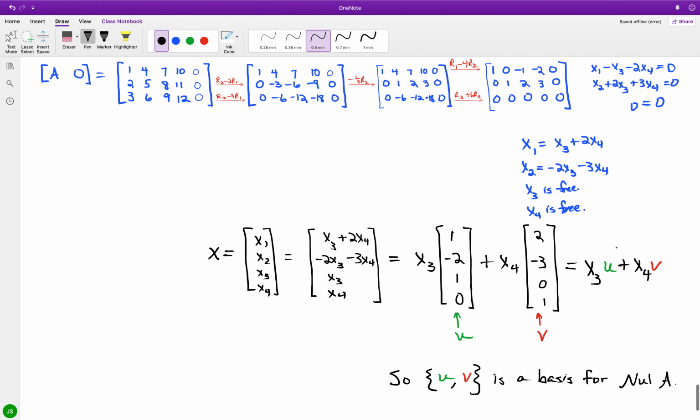And just for the breakup here, this comes down to x3 plus 2 times x4 for x1. For x2, I have -2 times x3 minus 3 times x4. x3 is equal to itself, and x4 is equal to itself. For the solutions, we have u and v representing the vectors multiplying x3 and x4, which are free variables. And so with the combinations here, the set consisting of u and v is going to be a basis for this null space.